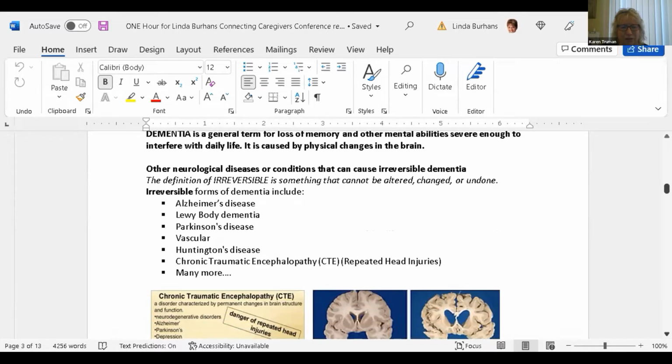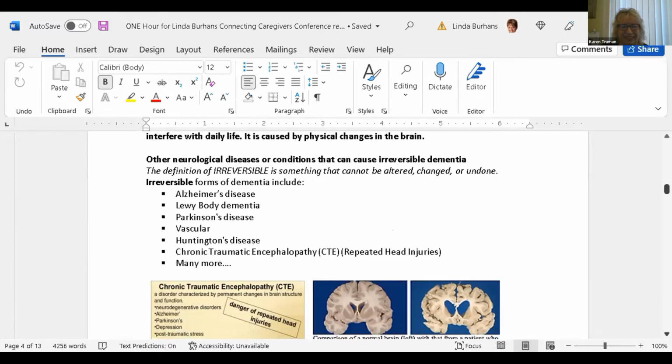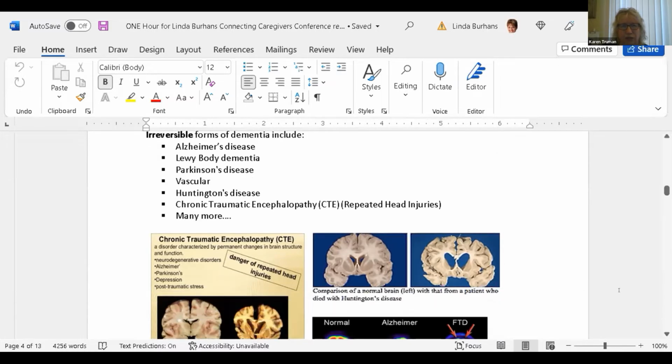So I'm going to talk about some of the irreversible things. Irreversible dementia. So we have Alzheimer's. We have Lewy body. Lewy is very, very prominent right now. We have Parkinson's, we have vascular, Huntington's. I was just with a family whose loved one has Huntington's. She was diagnosed at around 50 something, and she's in a facility, and it's really hard. Huntington's affects, there's a childhood form, it's always inherited.